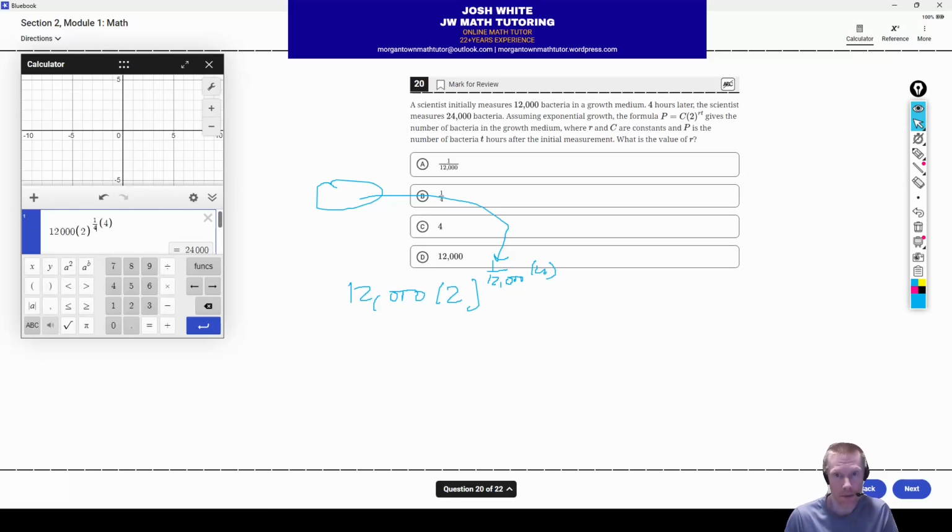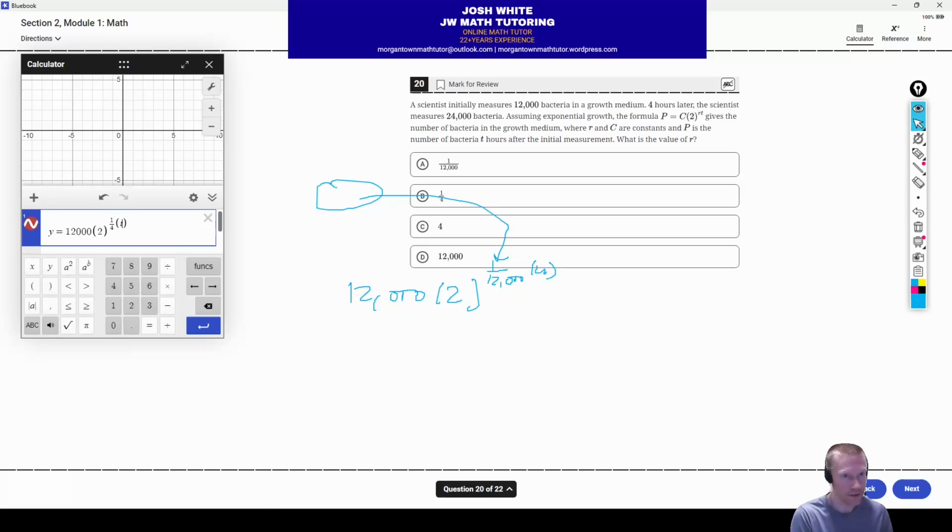Now, you could also, I suppose, do the same thing where you graph out the function by plugging in the answer choice for R and nothing for T, and then trace along the graph to find when T is equal to 4, and which graph has a Y value of 24,000. But it's probably not a good idea for this problem, just in general.